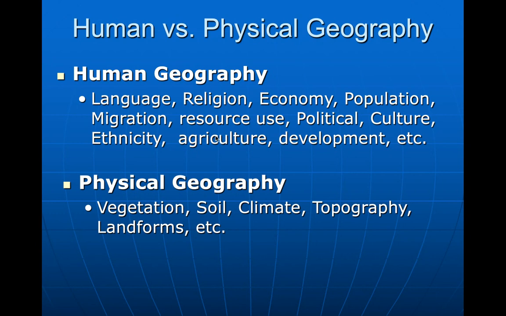Okay. So again, just taking a look at the breakdown of human versus physical geography. Human geography is the study of language, religion, economy, population, migration, resource use, political, cultural, ethnicity, agriculture, and development, whereas physical geography is the study of vegetation, soil, climate, topography, and landforms.